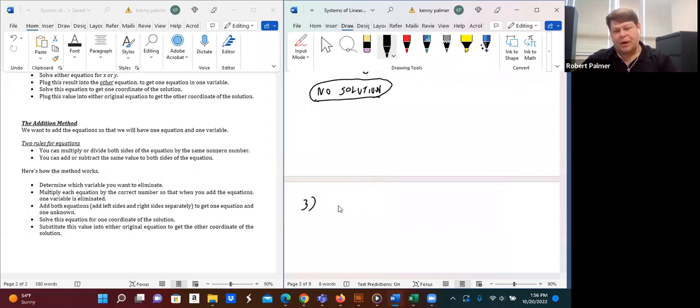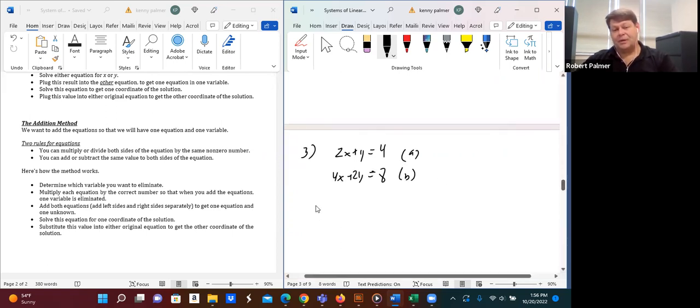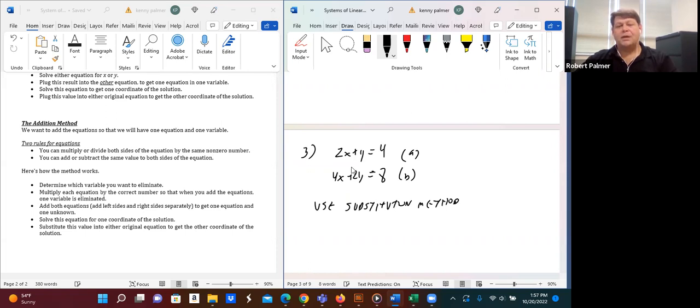So this time our system is going to be 2x plus y is equal to 4. And the second equation is 4x plus 2y is equal to 8. This is my A and this is my B. And this time I'll actually use the substitution method again. All right, because we can easily solve the first equation for y. So let's do that.